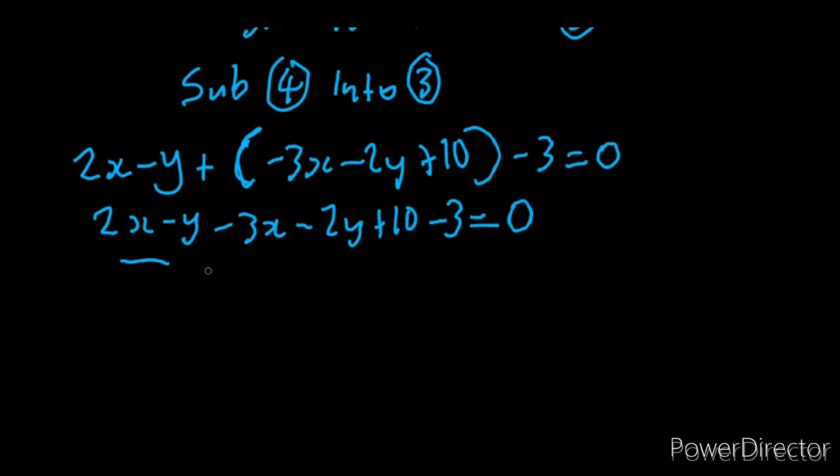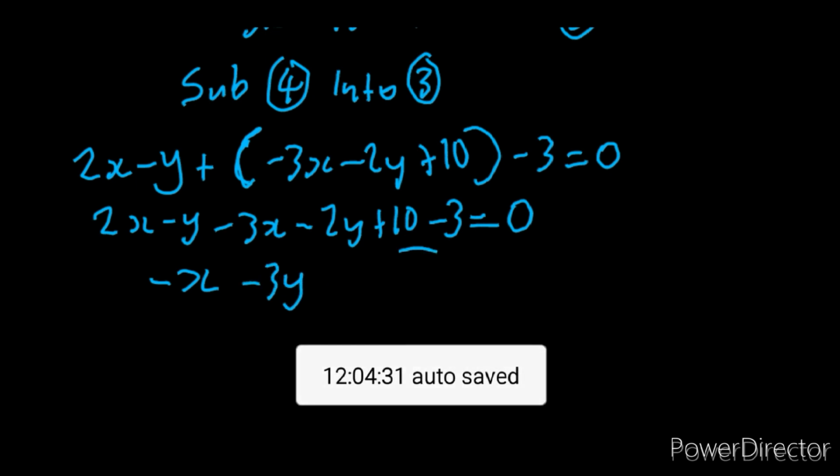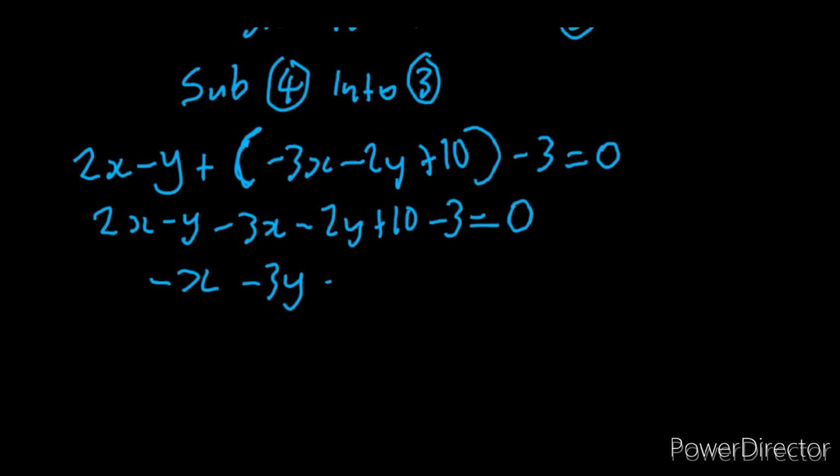And then let's simplify it. 2x minus 3x is minus x. And then y minus 2y is minus 3y. So we have minus 3y. Then we're going to end up having 10 minus 3, which is 7. So we're going to have 7 equals to 0.